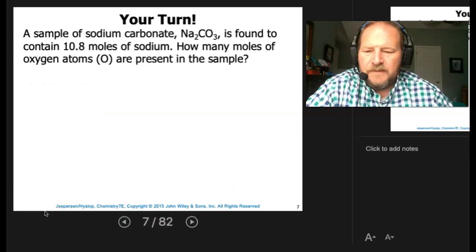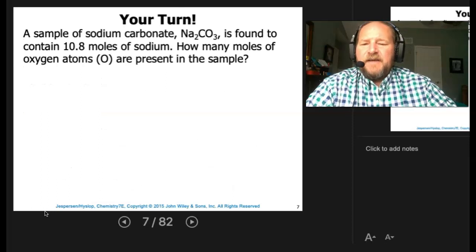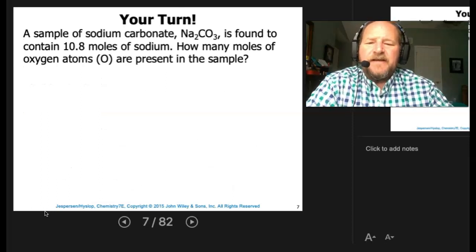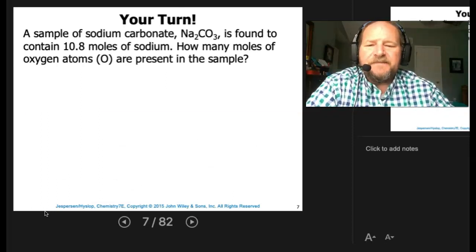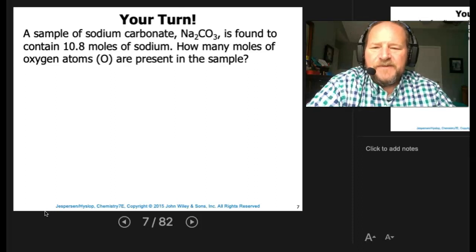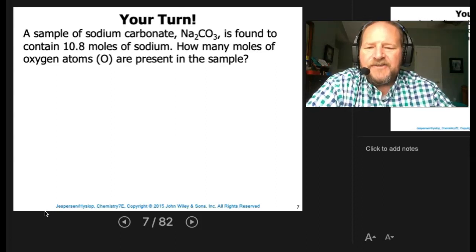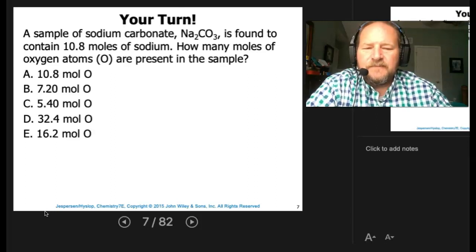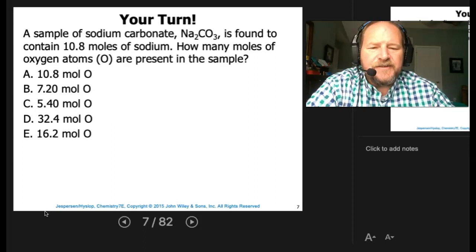All right. A sample of sodium carbonate, Na2CO3, is found to contain 10.8 moles of sodium. How many moles of oxygen atoms are present in the sample? So there's our potential answers.